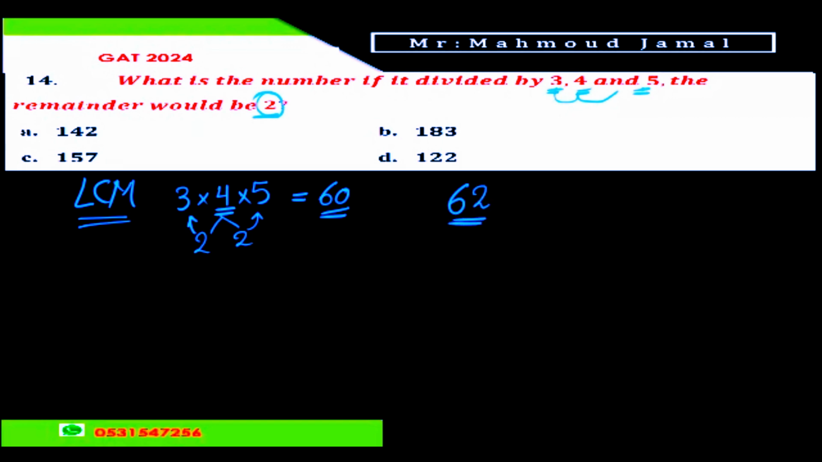Do we have 62 here? No, we don't. So what do I have to do? Double 60. It's going to be 120. But I have to add 2, because the remainder has to be 2. This is 122. We have 122. Yes, D is the winner. D is the correct answer. It's 122. Okay?